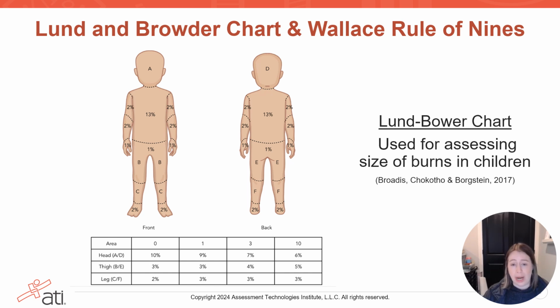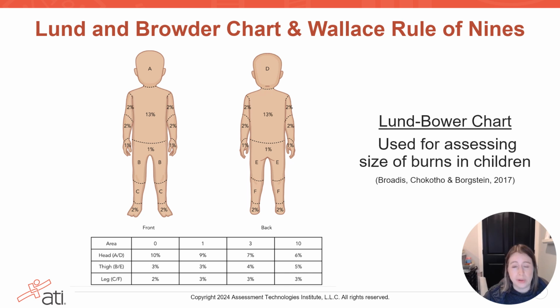But this can be much more accurate unless, of course, we have some lateral burns, for example, because you see that this image really only takes into account anterior and posterior sides of the body. So if there's a lot of lateral burns, it could be a little bit more difficult to estimate, but this chart still results in greater accuracy than the rule of nines for the pediatric population.